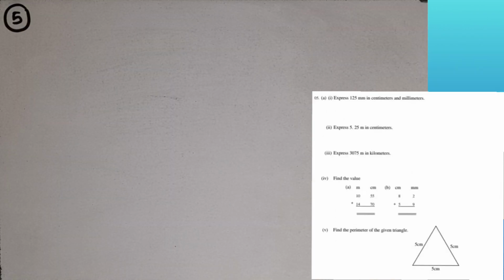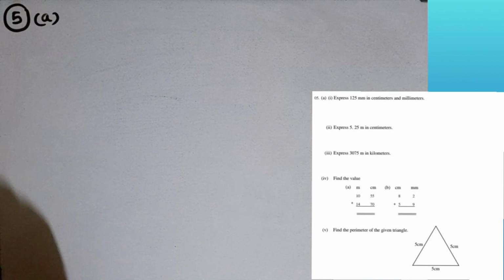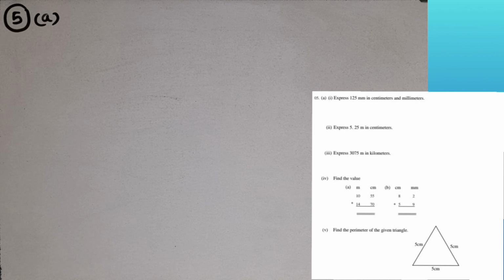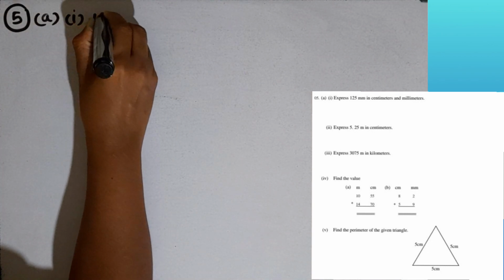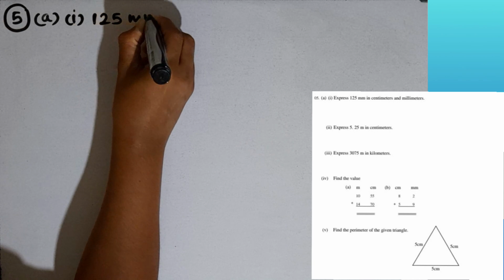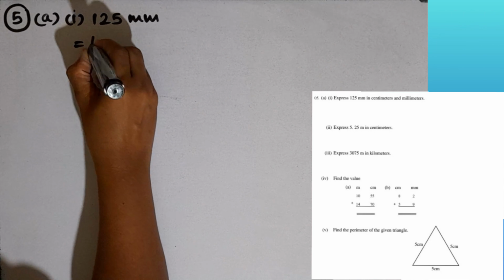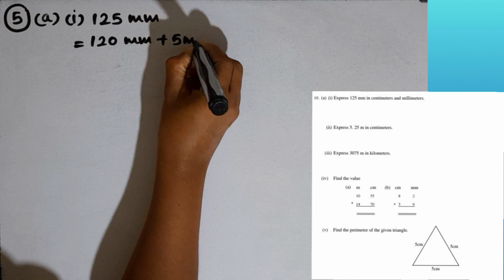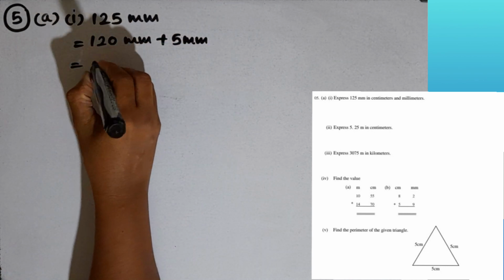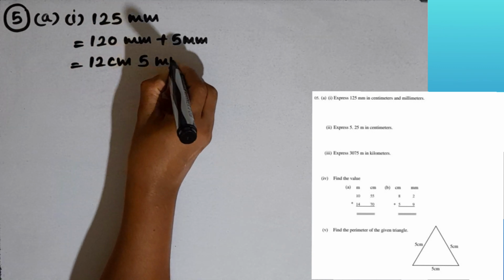Question number 5, A part. First question. Express 125 millimeters in centimeters and millimeters. 125 millimeters. I can separate this one like this: 120 millimeters plus 5 millimeters. This 120 can be written as 12 centimeters. 12 centimeters, 5 millimeters is the answer.